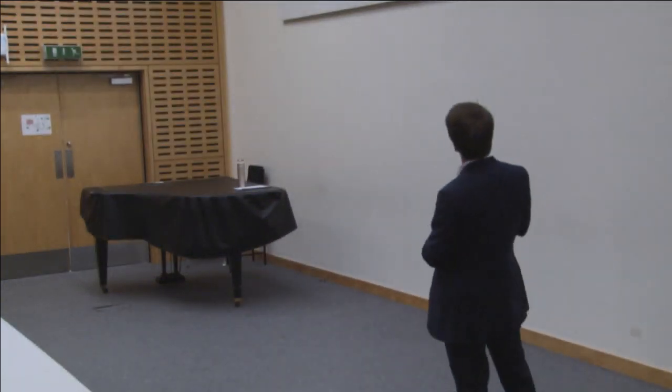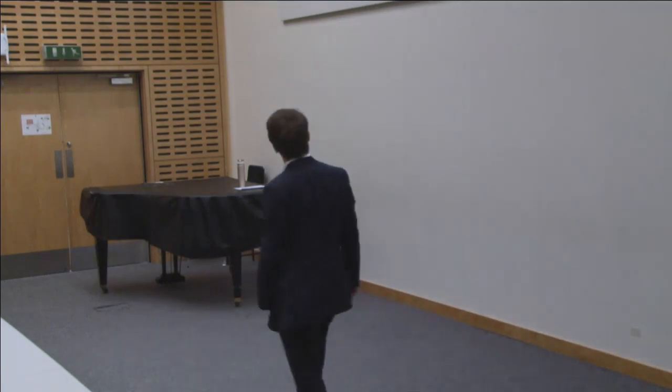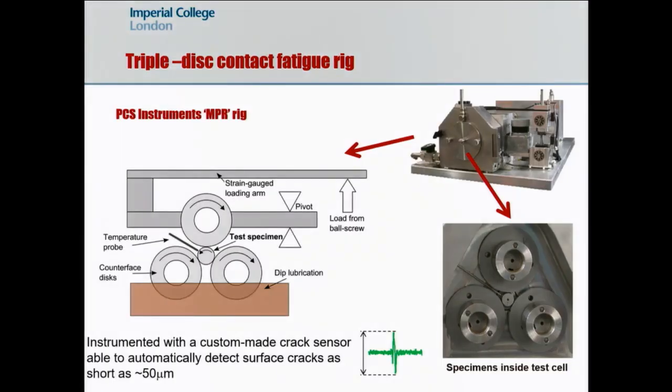So, experiments, number one. This is what we use to study rolling contact fatigue. A triple disc contact fatigue rig, often referred to as the PCS Instruments MPR rig, who are the manufacturers of the current version. And now you might see the significance of the pits, cracks, and spalls. We have a triple contact arrangement here. So we have 3 discs and a roller in the middle. This roller obviously sees 3 contact cycles per revolution. We can generate about 1.1 million contact cycles an hour at a high speed.